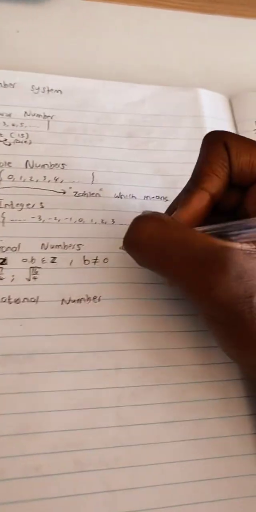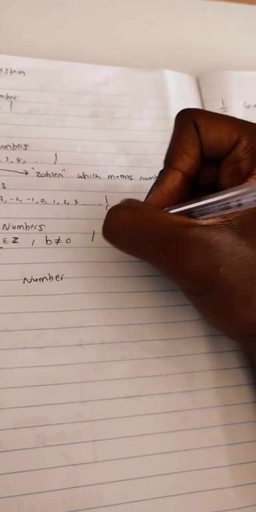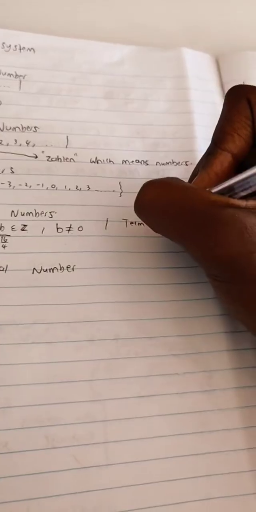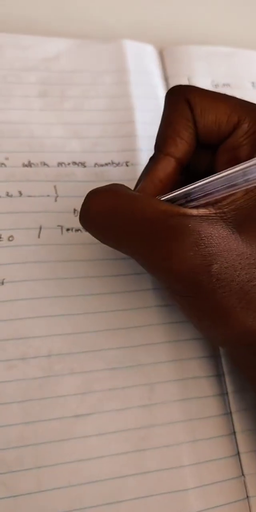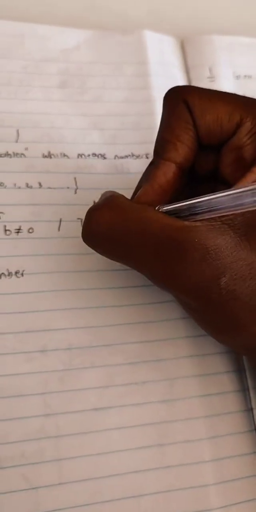Okay, then remember guys, we have 2 types of decimals with your rational numbers. They are what we call terminating decimals.